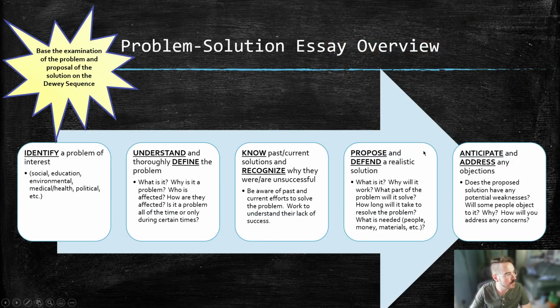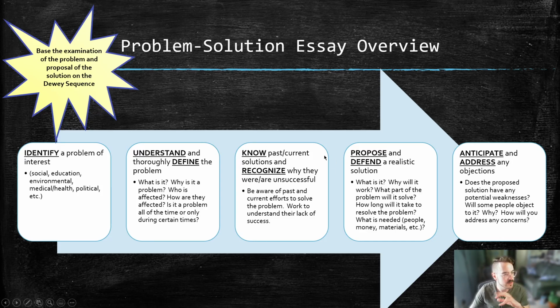As I mentioned a moment ago, in your paper, you're going to be identifying a problem. This could be social, educational, environmental, etc. You're going to be explaining and defining that problem. What is it? Why is it a problem? Who is being impacted? How are they being impacted? Has this problem been going on for a long time, or is it a more recent phenomenon?